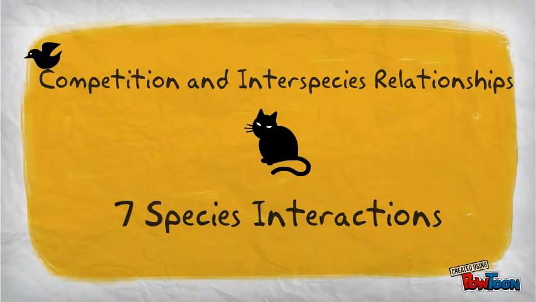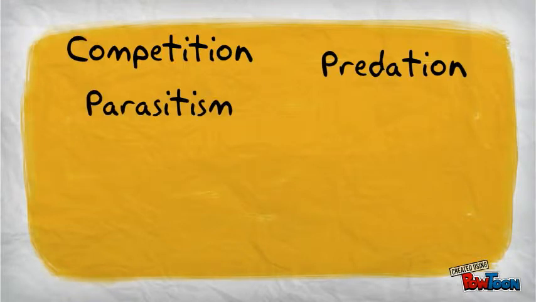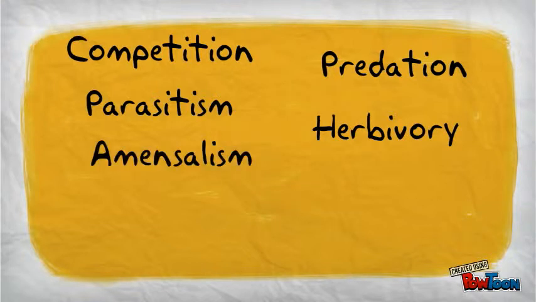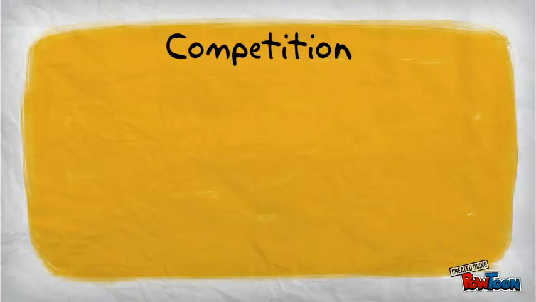I will be talking about the following species interactions: competition, predation, parasitism, herbivory, amensalism, mutualism, and commensalism. Competition occurs when multiple organisms seek the same limited resource, such as food, water, space, or shelter.